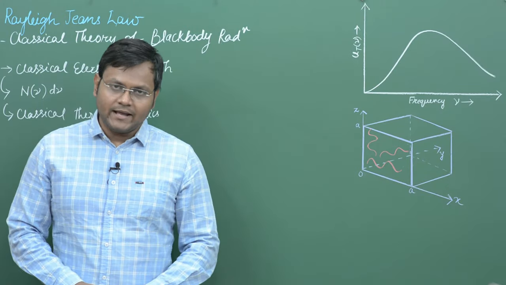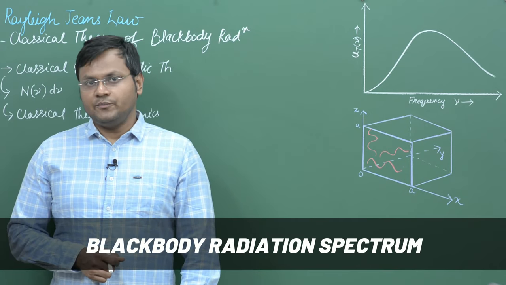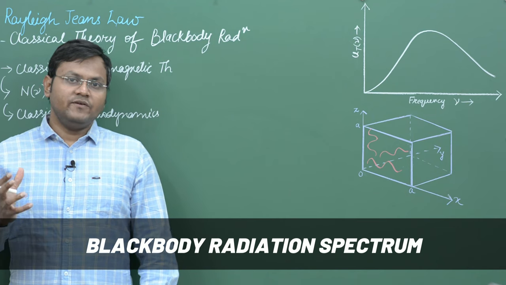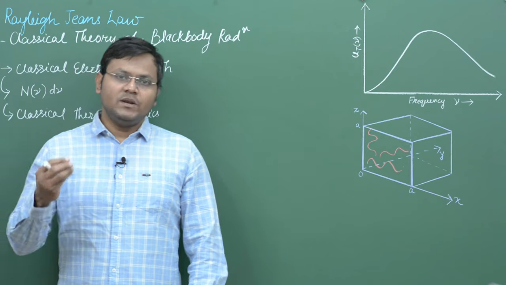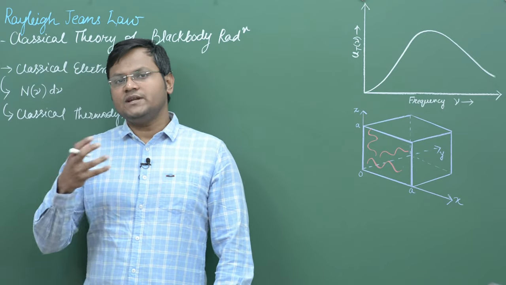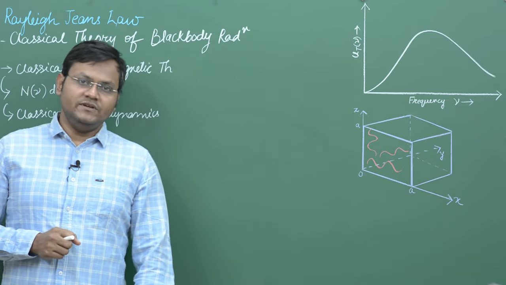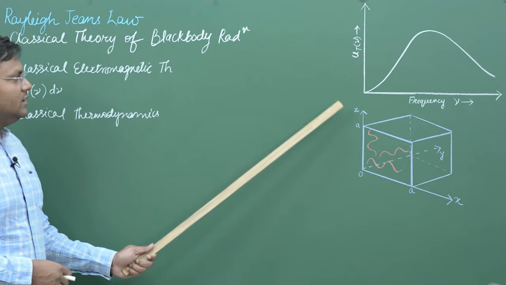Hi everyone, welcome back. In my last lecture, we discussed the blackbody radiation spectrum. We talked about how we can construct a blackbody using some kind of a cavity-shaped structure, and then we looked at the experimental observations associated with the blackbody spectrum arising from such a cavity-shaped structure. Namely, we talked about this particular graph.